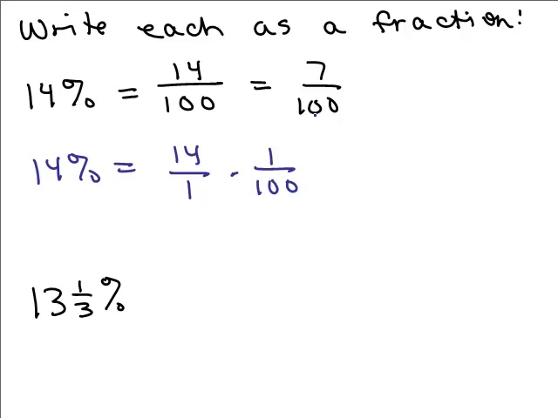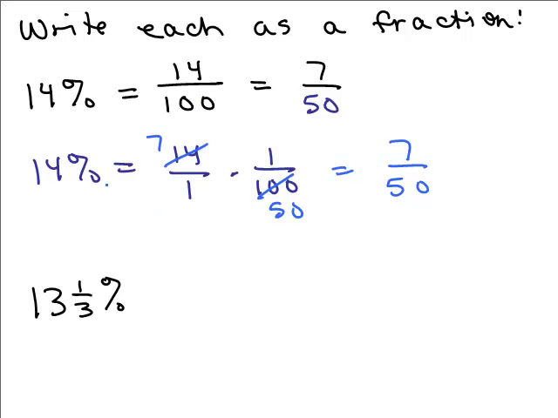Oops, I wrote 7 over 100. I wasn't thinking. That's going to be 50. And then we cancel here. 2 goes into both numbers. 7/50. Okay, so same answer. So if it's just a whole number with a percent, most people like to just write the number over 100. It's simpler, and then reduce it.